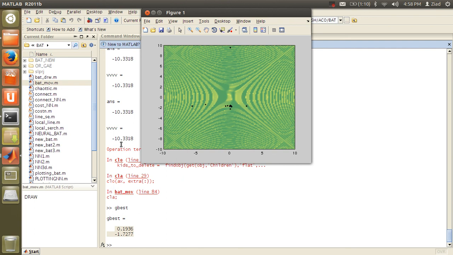This algorithm, which is the BAT algorithm, is very helpful and based on swarm. I made a small enhancement on it. It gives very good results and solves many optimization problems in the field of control and other areas.